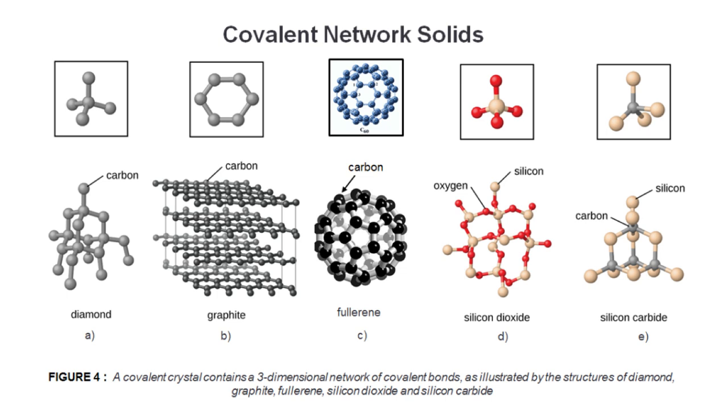Here are some of the most common examples of network solids that you are going to see on the AP exam. Diamond is carbon where every carbon is bonded to another carbon in a three-dimensional structure, so this goes in all different directions. Each carbon here is tetrahedral in shape.